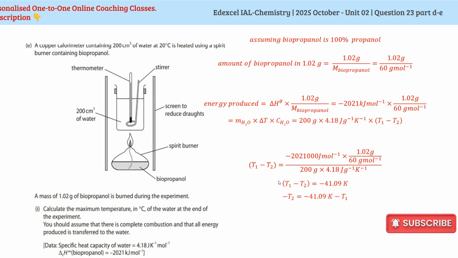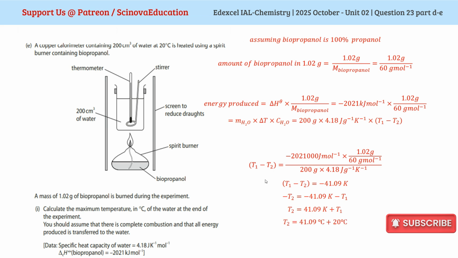This is a difference of temperature in kelvins that is equivalent to a difference of temperature in degrees Celsius. So straight away I'm converting that into degrees Celsius. So I'm getting T2 equals 41.09 degrees Celsius plus 20 degrees Celsius, and the final temperature is 61.09 degrees Celsius, the final temperature of water.